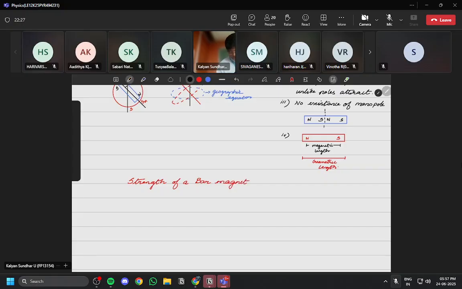Sir, is magnetic length otherwise known as geometric length, sir? No, ma'am. Geometric length is just the length of the magnet, that's all. Magnetic length is from where the pole starts to the other pole. So both are not going to be the same length. Okay, okay, sir.